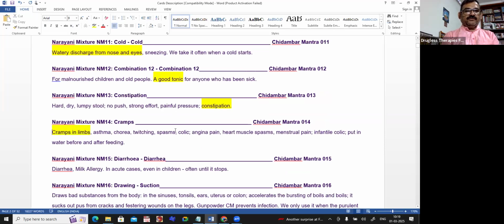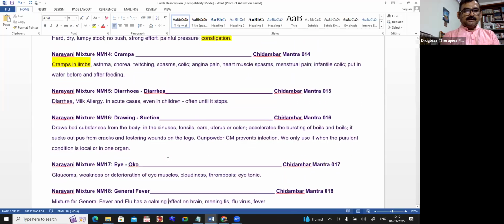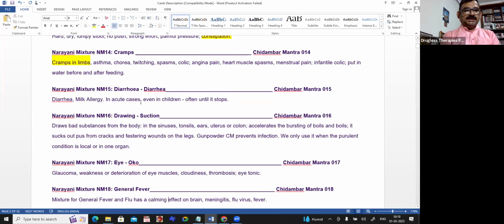See, cramp mixture, NM14, is for cramps in limbs and everywhere. Twitching, spasm and angina, for all. Even during menstruation, if someone has cramps in the stomach, abdomen or lower abdomen, at that time you can give the cramp mixture. Diarrhea is very common, but we generally say loose motions. Okay, that is diarrhea. NM15 is for diarrhea.